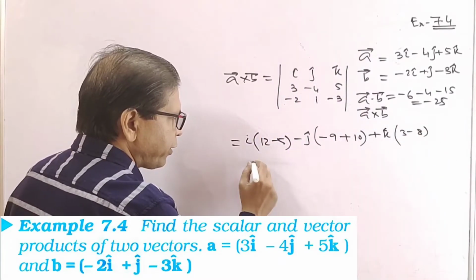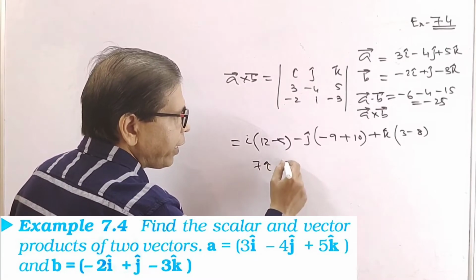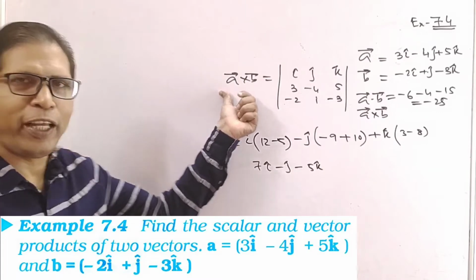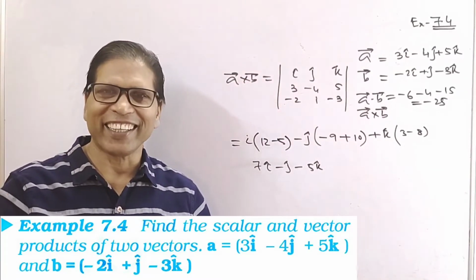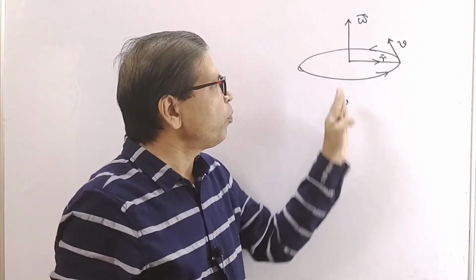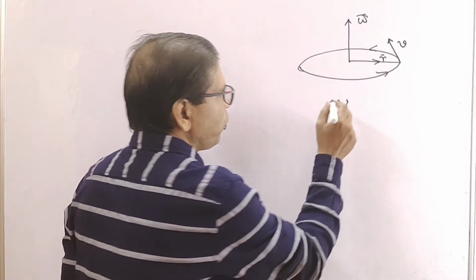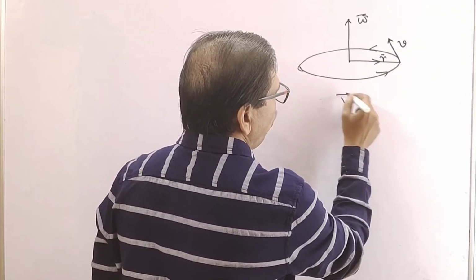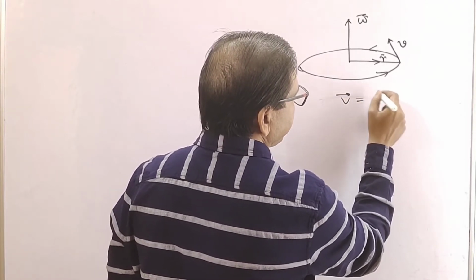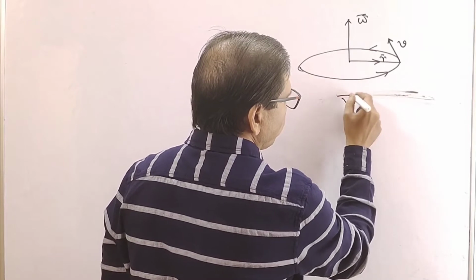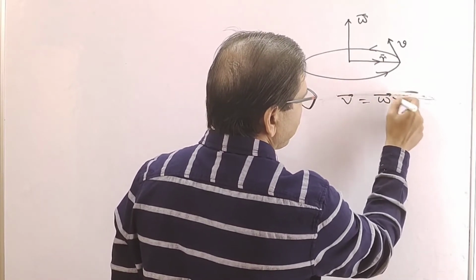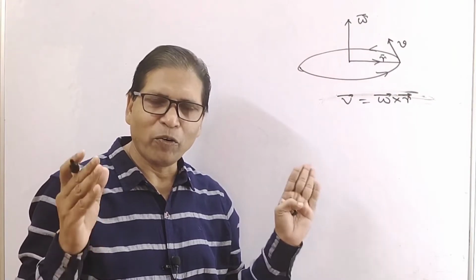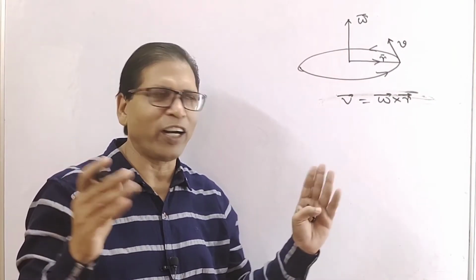Okay, so this is 7 î minus ĵ minus 5 k̂, the cross product of vector A and vector B. Now next, from the figure, the relation between vector v, omega vector and r vector is given as v vector equals omega vector cross r vector. For clockwise rotation, angular velocity is directed inwardly.